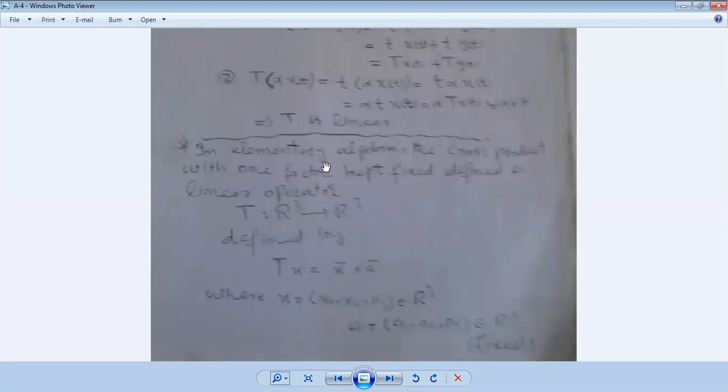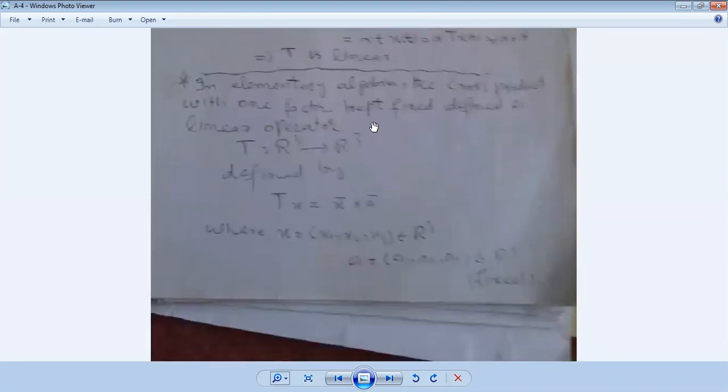From elementary algebra, the cross product with one factor kept fixed defines a linear operator. This is also an interesting example of a linear operator. T is a mapping from the vector space R3 to R3. How does it operate? T operates on x, I mean a vector of R3.